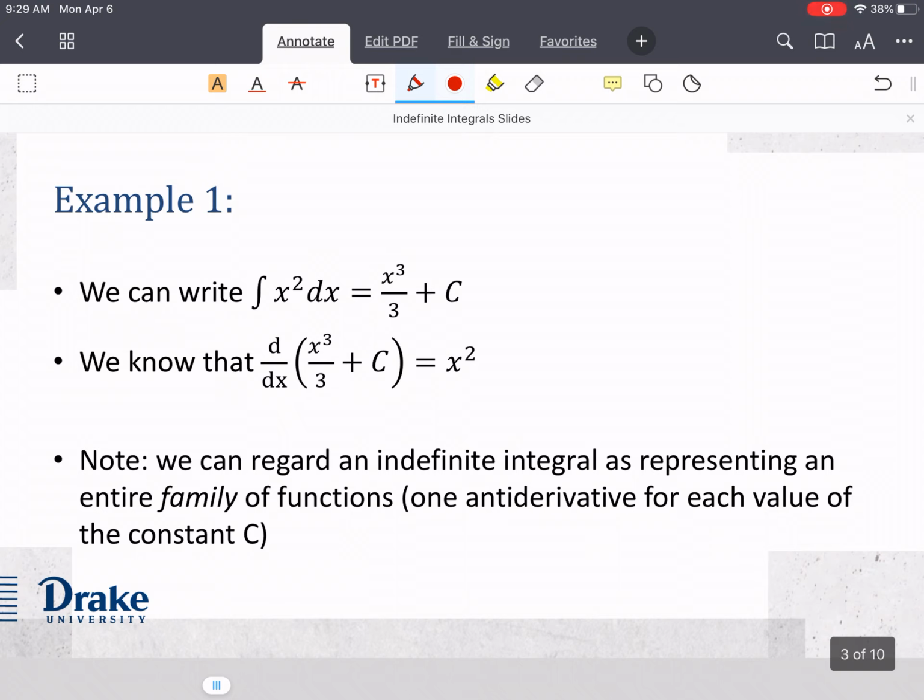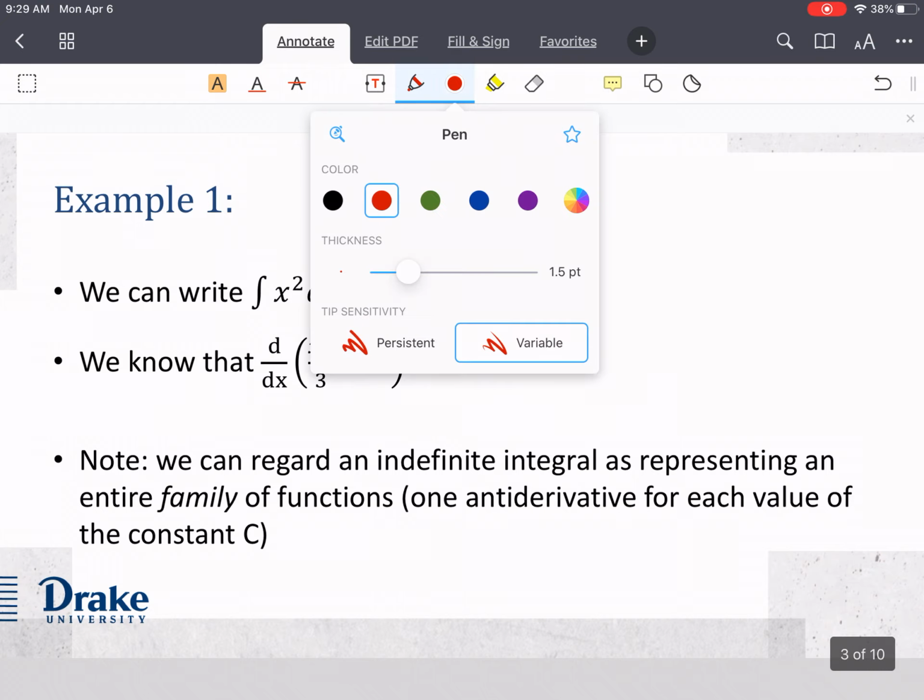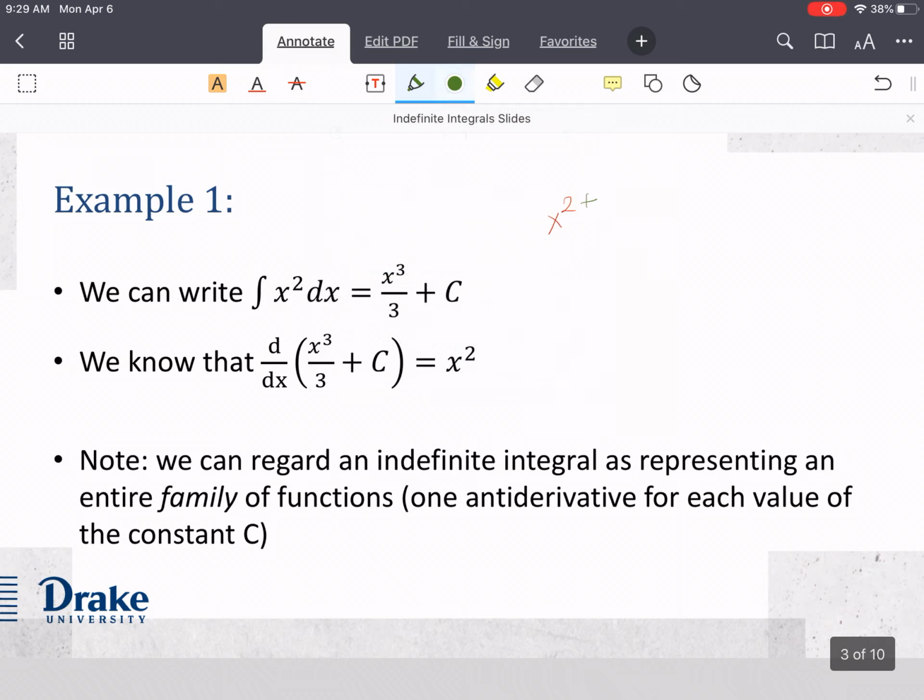Now we take a look at an example. We know that we can write the integral of x squared dx as x cubed over 3 plus c. We previously learned how to find antiderivatives, and for that reason, it's going to be x cubed over 3. Because all you do is take x squared, add 1, and then divide by 2 plus 1. And this gives you x cubed over 3.